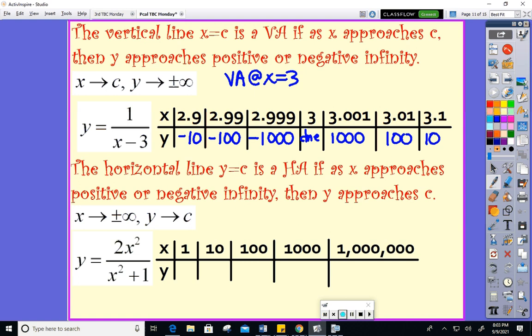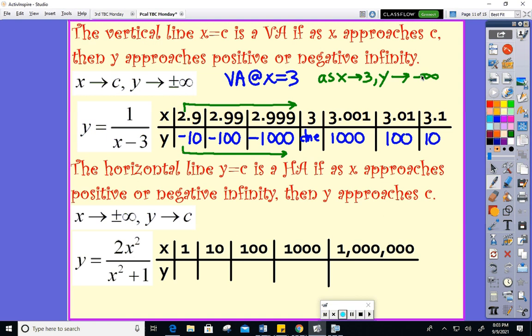But look, as I go toward x equals 3 from the left side, or from smaller x values, notice that my y values are getting bigger and bigger and bigger negatively. And so that supports that as x goes to 3 from the left, I see my y going to negative infinity.